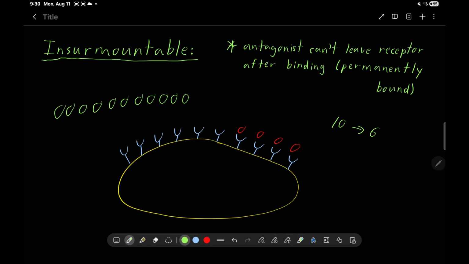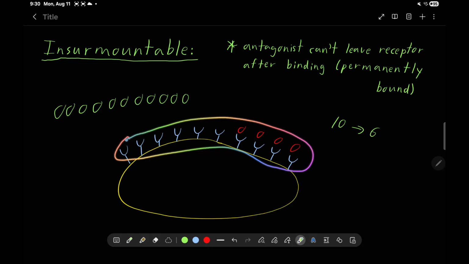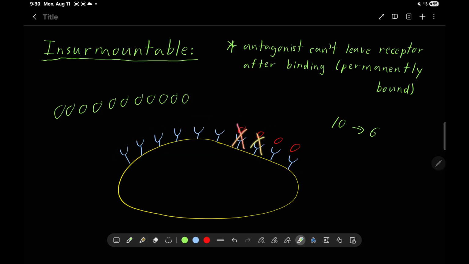So the decrease in the number of receptors likely means that the total possible cellular response is decreased. And this makes sense because the collective response of just 6 receptors is probably less than the collective response of 10 receptors. So by basically eliminating some of your receptors, the total possible response is decreased.